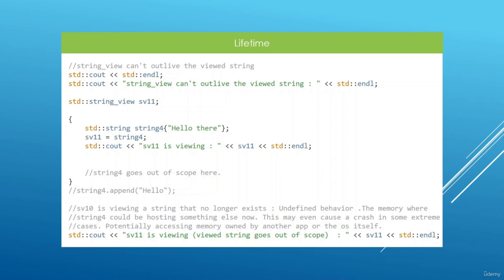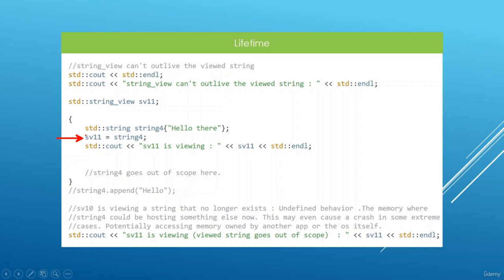Another thing you should keep in mind is that a string view cannot outlive the string it is viewing. Here is a simple example to drive this home. We have a string view which lives in the global scope, for example, in the main function, and we have a nested scope set up here. If we go inside, we set up a string. We set up the string view to view that string by taking the string and assigning it to our string view. From this moment on, the string view is going to be viewing string 4 here.